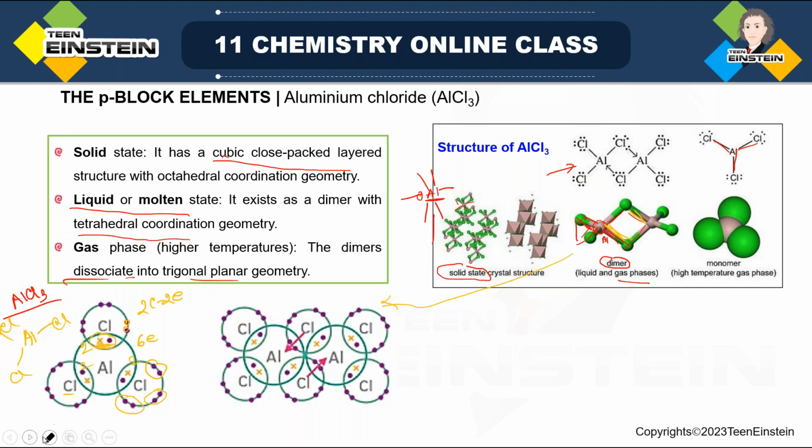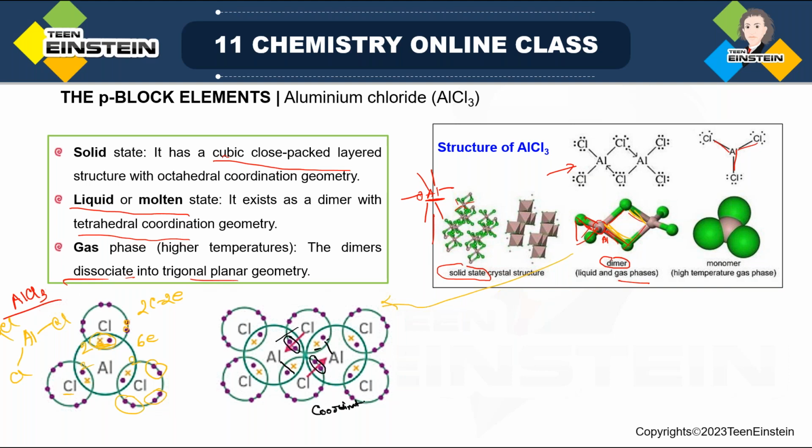Look at it carefully. I am using a different color. So this is one bond where one electron is coming from aluminium, another one is coming from chlorine. So these two bonds are 2C 2E bonds. But if you observe the next two bonds, which are shown with a pink colored arrow, in this bond both the electrons are coming from chlorine. So this is a coordinate bond.